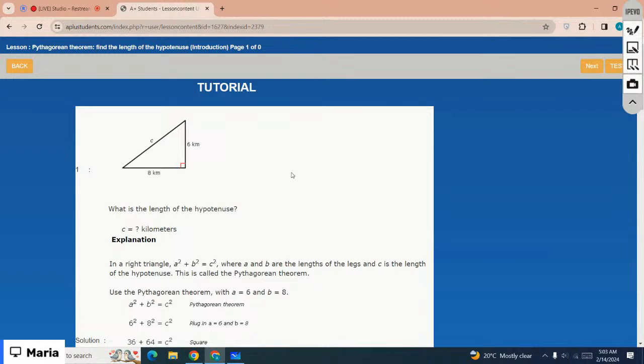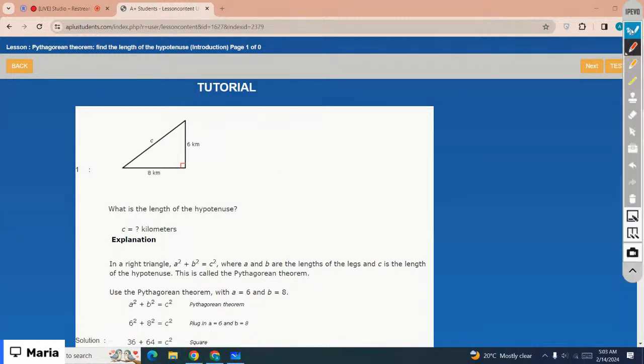This is the sign that shows that it is a right angle triangle. You are given a right angle triangle, where the lengths are 6 kilometer and 8 kilometer, and you need to find c. C is the hypotenuse. The hypotenuse is the side in front of the right angle, and it is the largest length. C must be greater than the other two sides.